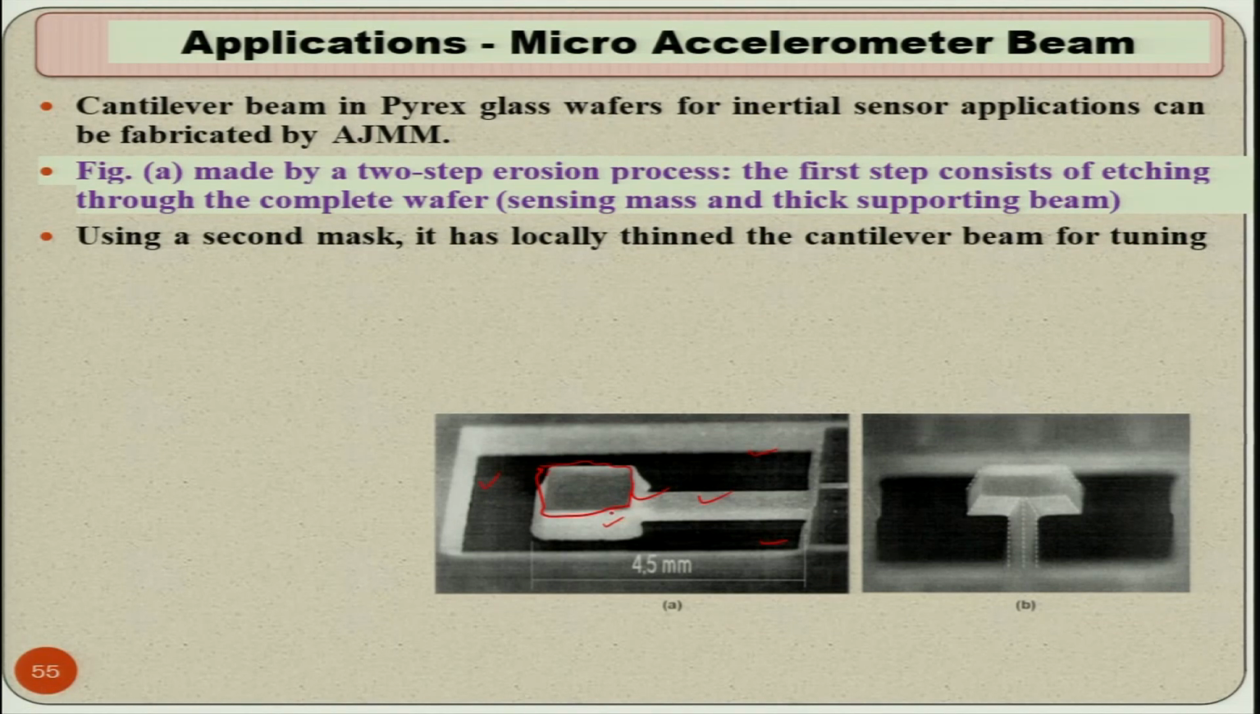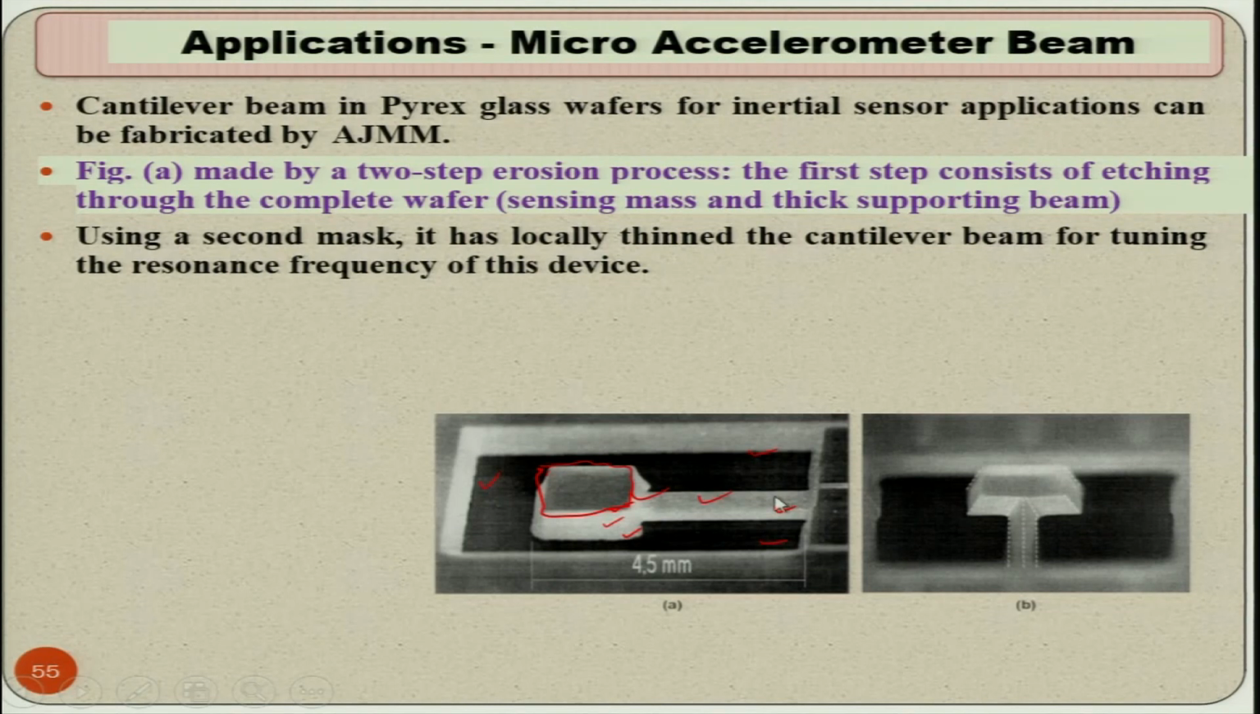And you have to be careful that dimensions here and dimensions here are different. That means it is a tapered side. As well as this is also a tapered side. So, you have to be careful in deciding the material removal rate at different sections and how you are going to put the mask over there. So, all these things have to be looked into carefully. So, using a second mask, that is for these parts, it has locally thinned the cantilever beam for tuning the resonance frequency of this particular device.